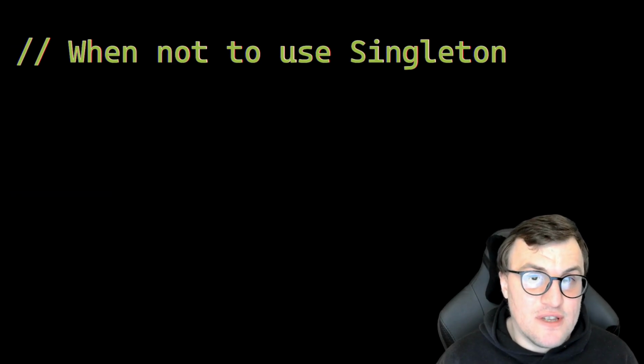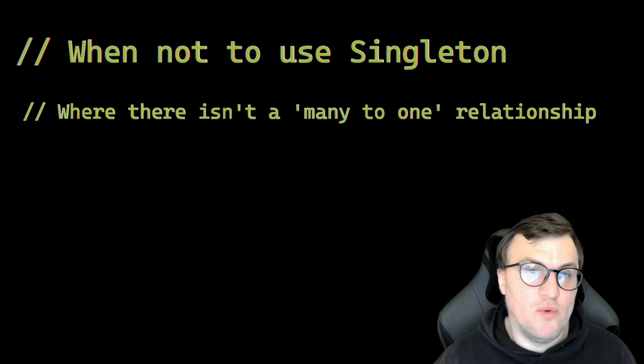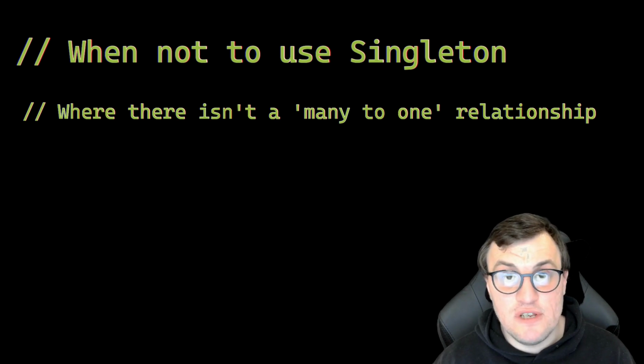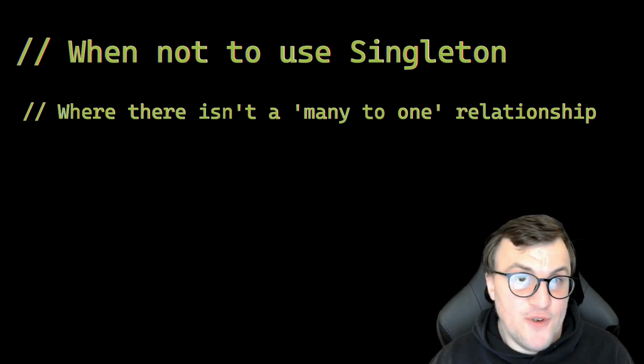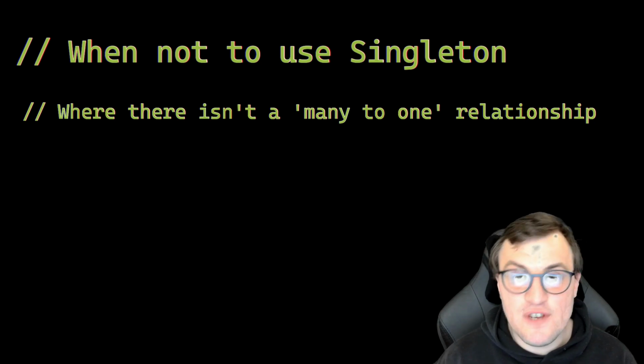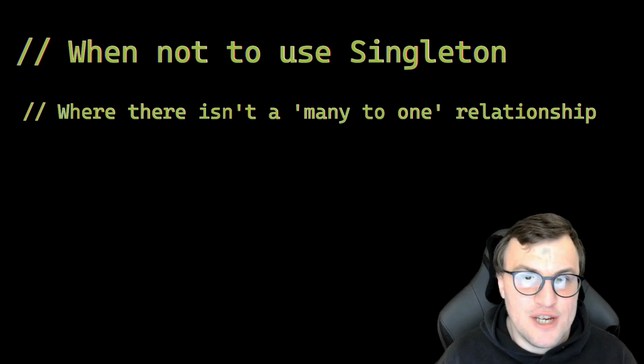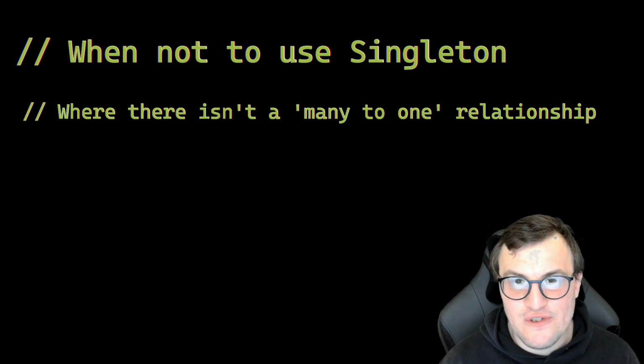When not to use singleton, well, the easy answer to that is: is there a many-to-one relationship? For the singleton, are there many things that will be using it? If the answer is yes, you could go a little bit further and say, well, to what level? How many things will be using it? And if it's quite a lot, then yeah, singleton makes sense. But if it's not a many-to-one relationship, probably think about using something else.